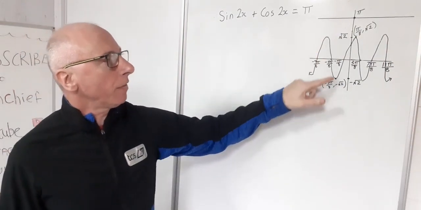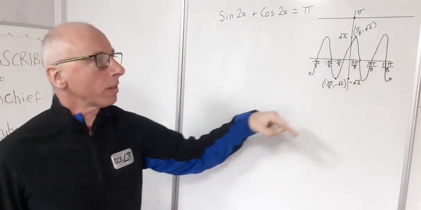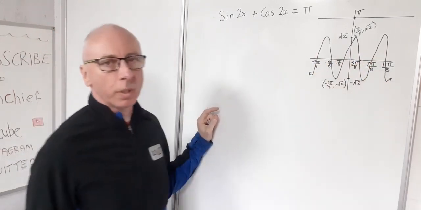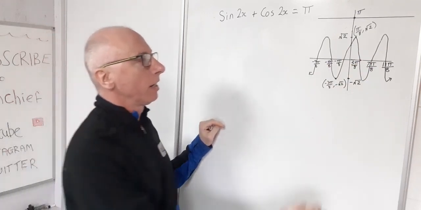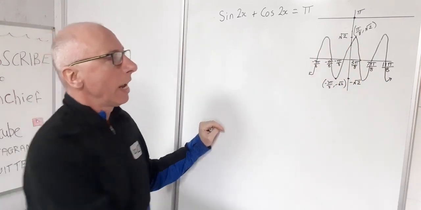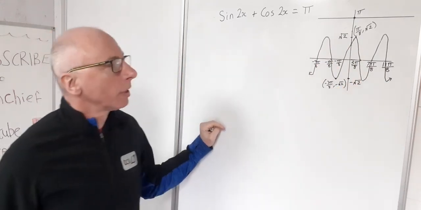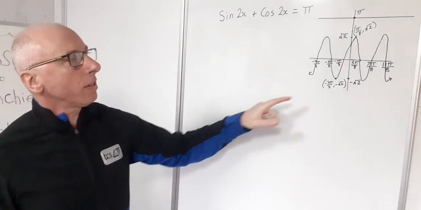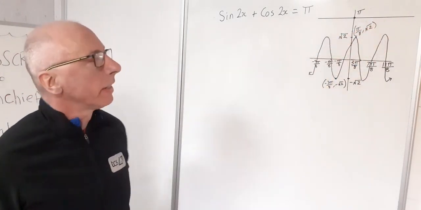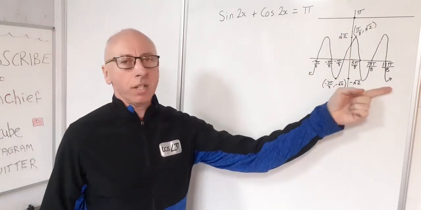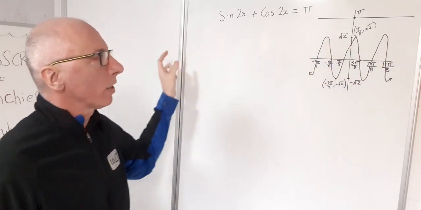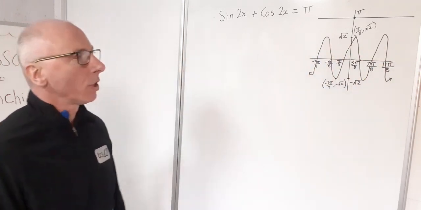And here I've got the graph of sine of 2x plus cosine 2x, which has a frequency of pi over 2. Now we can see here that the maximum point on this graph is root 2 and the minimum is minus root 2. Now at no stage does this graph ever touch the line y equals pi. So as this graph here is continuous and will follow this frequency all the way along here and all the way along here, there is no real solutions.